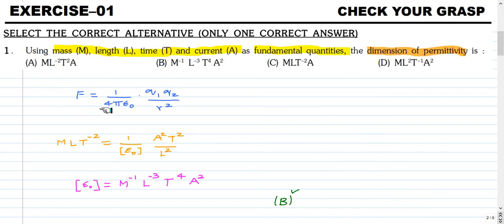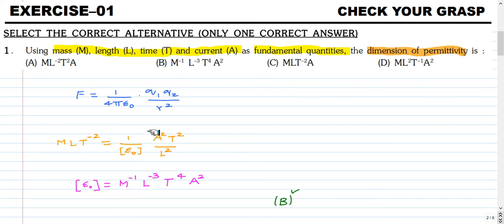Here is the solution. Basically, we need a formula that contains permittivity. This is Coulomb's law, which gives force between 2 point charges Q1 and Q2 separated by a distance r. The dimension of force is mass into acceleration. Mass is m, acceleration is length divided by time square. So it is L into t raised to the power minus 2. And dimension of permittivity we have to find out.